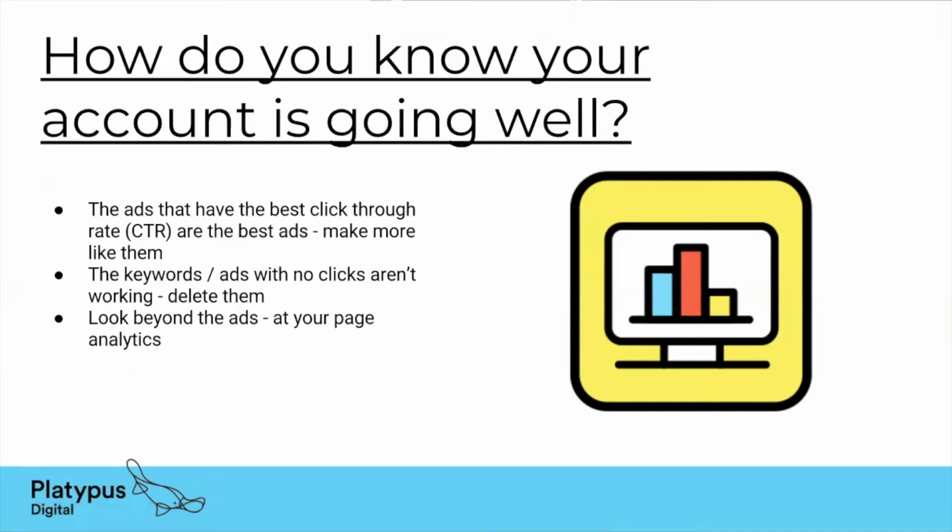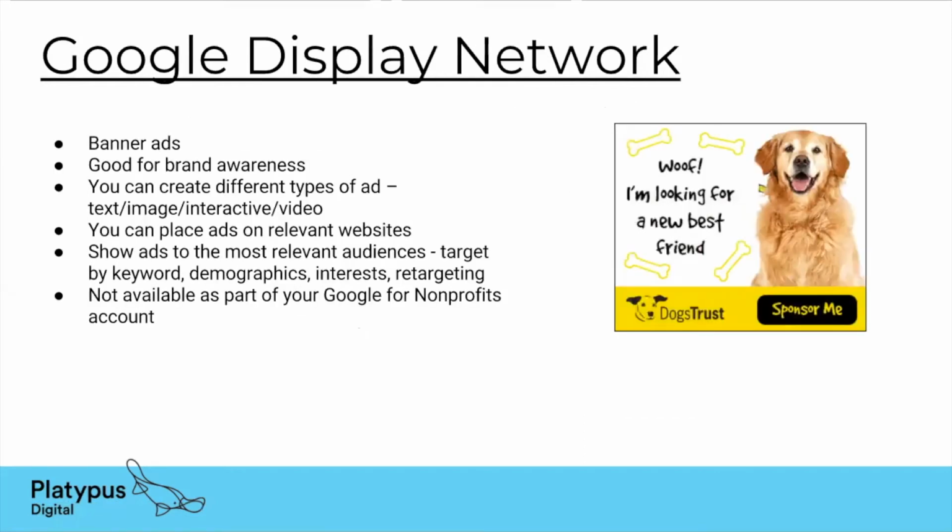So the ads that are getting the best click-through rate are the ones that are doing well, so try to make more like them. And always look beyond the ads as well. Have a look at your Google Analytics account. If you have a quick search for our Google Analytics Control Our Webinar, you'll get a great overview of how to do that. Always have a look at how people behave on your pages and how your website is performing. Google Analytics is going to give you lots of great information on that.